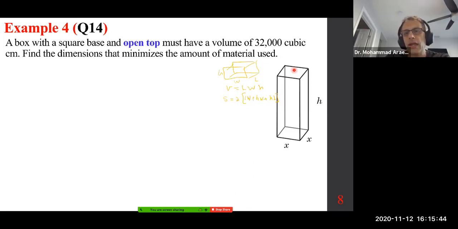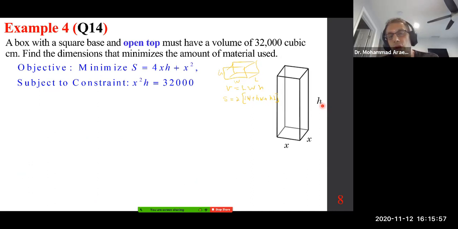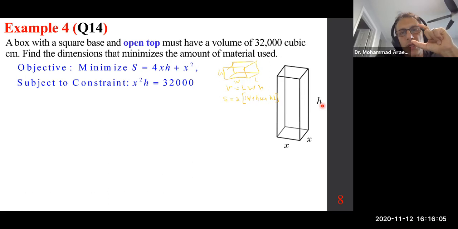And what is the surface area? As I mentioned, x squared plus 4xh, and the volume is the area of the base, x squared, times h, is 32,000. I wanted to remind you about a piece of geometry class, and I hope everybody's comfortable with that. So, information from geometry: the volume and surface area of a rectangular solid.